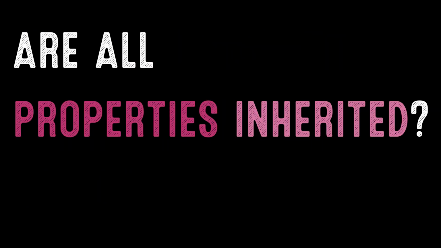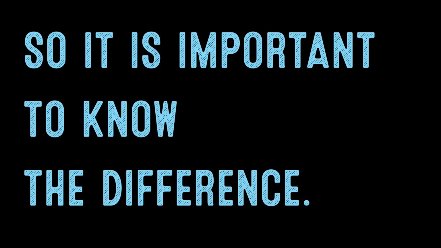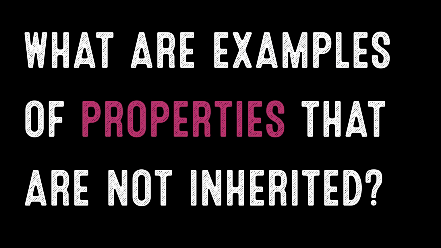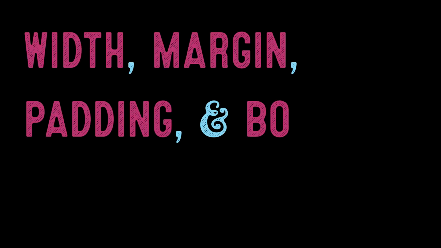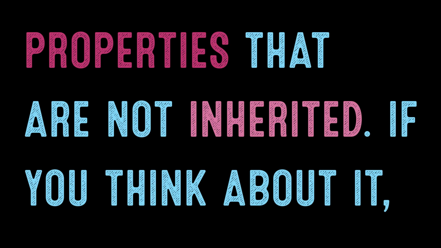Are all properties inherited? Some properties are inherited while others are not, so it is important to know the difference. What are examples of properties that are not inherited? Width, margin, padding, and borders are examples of properties that are not inherited.